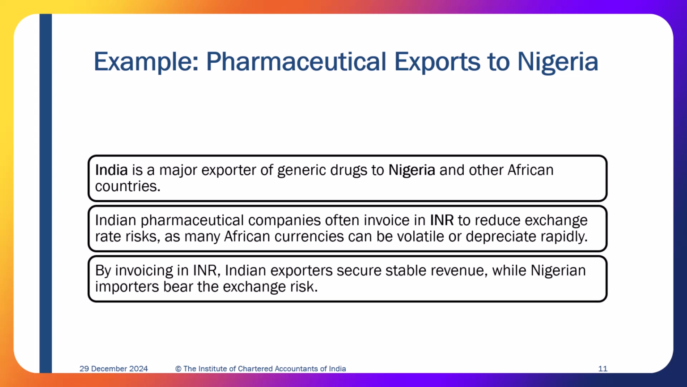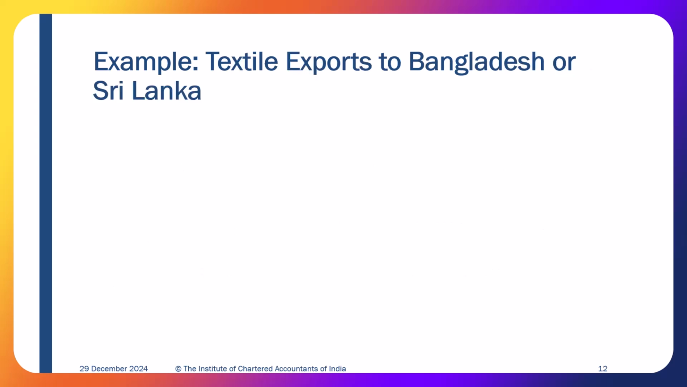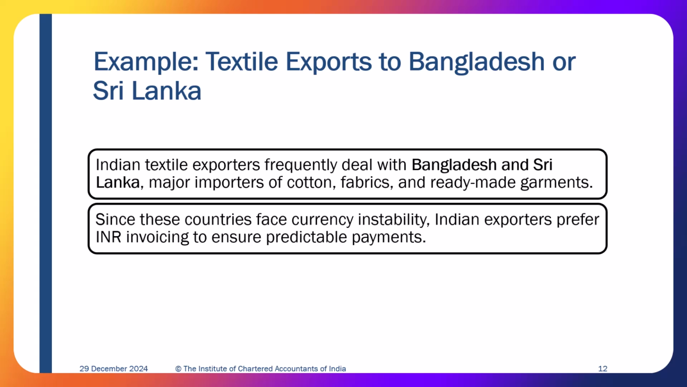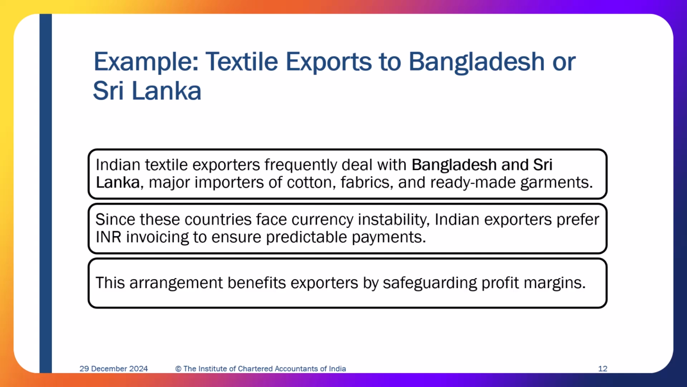Okay. Similarly, textile exports to Bangladesh or Sri Lanka. Indian textile exporters frequently deal with Bangladesh and Sri Lanka, major importers of cotton, fabrics and ready-made garments. Since these countries face currency instability, Indian exporters prefer INR invoicing to ensure predictable payments. This arrangement benefits exporters by safeguarding profit margins. So there are certain markets where we can always invoice in INR rather than invoicing in their home currency and taking the risk on our shoulders.